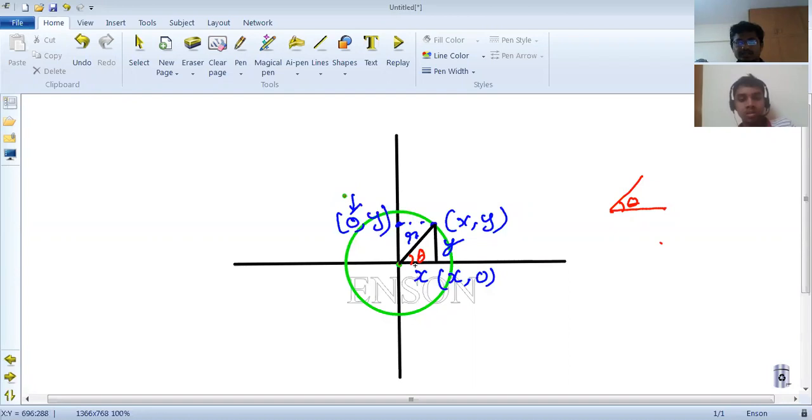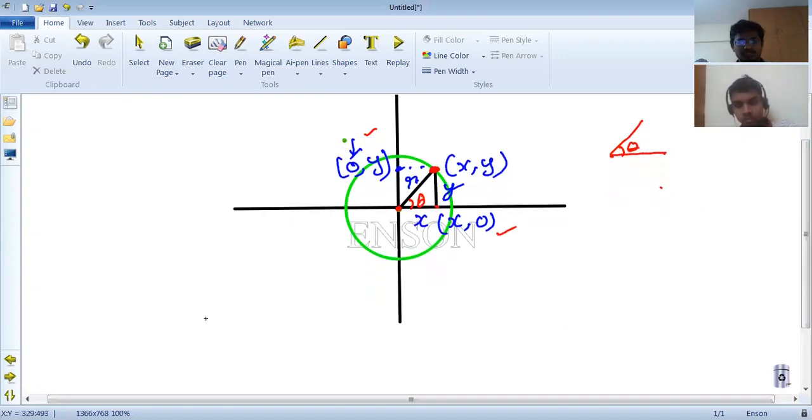So here theta is an angle and x comma y will be the point of location on the unit circle, and the distance from origin to the x point will be x comma 0, and another point will be y comma 0. So this is the unit circle normal representation. From here onwards, two trigonometric ratios, sine and cosine, are introduced in our trigonometry. The first one is sine theta, and the next one is cosine theta, which we can write as cos.